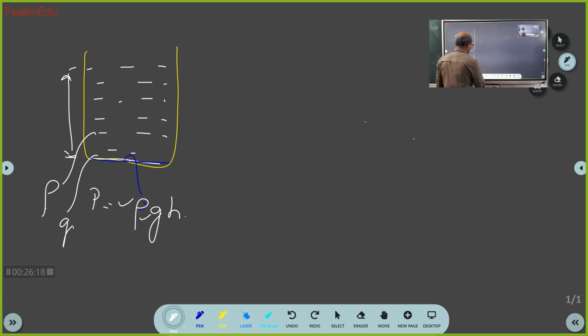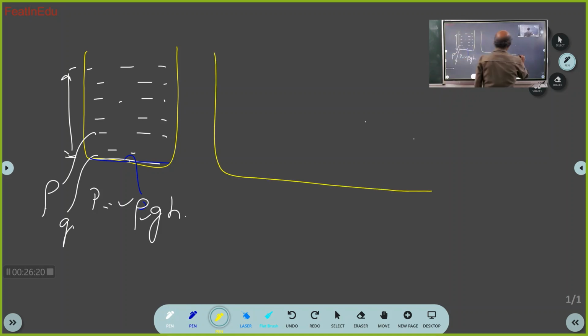Now I will take a bigger container. Rho stands for density. You don't know density? It is the symbol for density. I am using these symbols because I want you to read H.C.